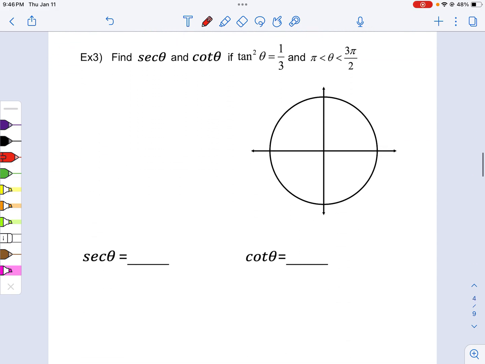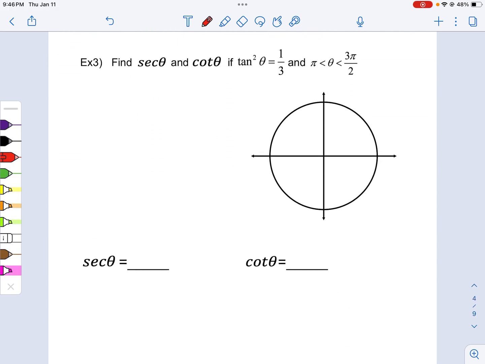All right, next one, find secant and cotangent if tangent squared is equal to 1/3. And this is a little bit different. It says theta is in between pi and 3 pi over 2, right? So what this says is theta has to be smaller than 3 pi over 2. But it also says theta, right? The alligator's eating the theta, so theta has to be bigger than pi.